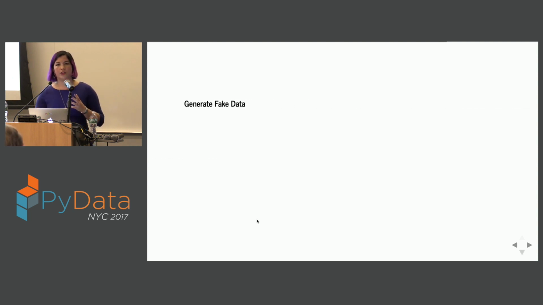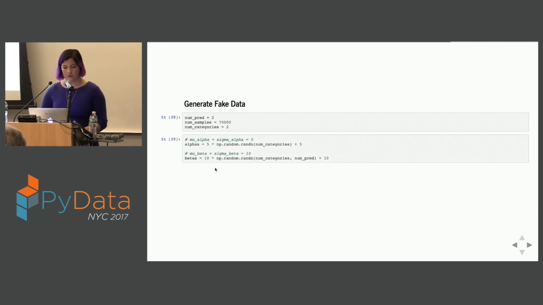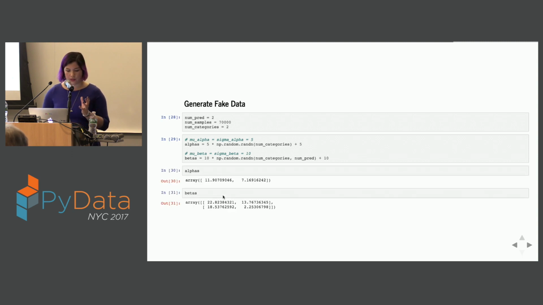So just like before, we're going to generate some fake data. In this case, we have 2 predictors and 2 categories. I'm setting mu alpha and sigma alpha equal to 5 and mu beta, sigma beta equal to 10 because I didn't want to bother sampling for those. So these are, again, the hyperparameters in our model. And then we're going to sample for alpha and beta from those distributions. So here are our 2 alphas and our 4 betas.